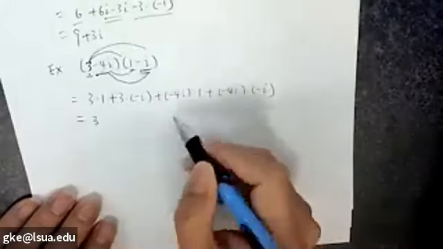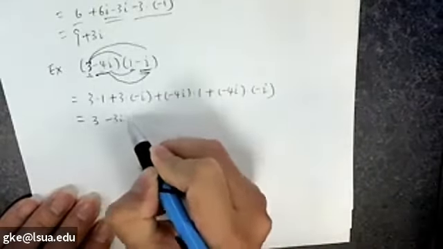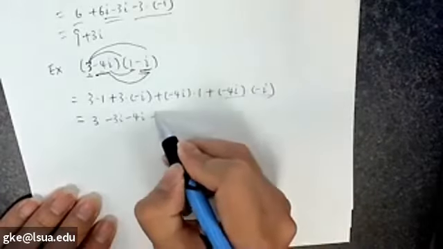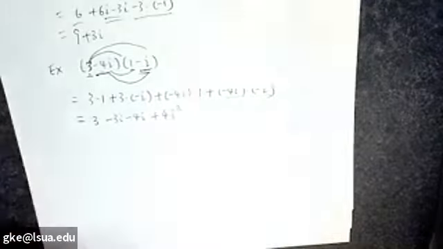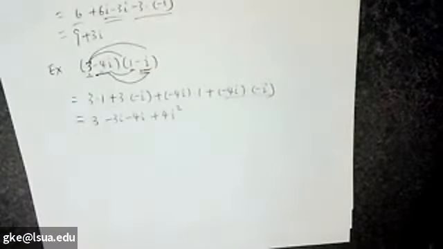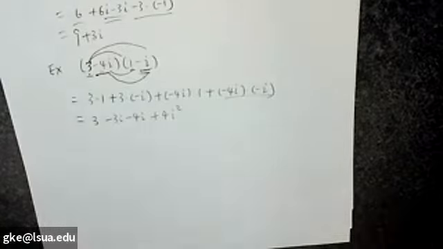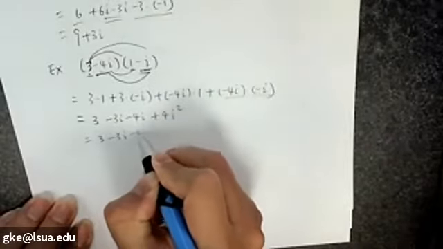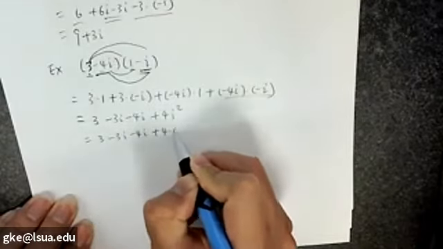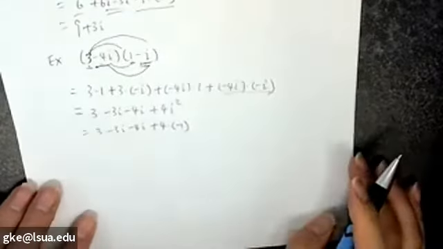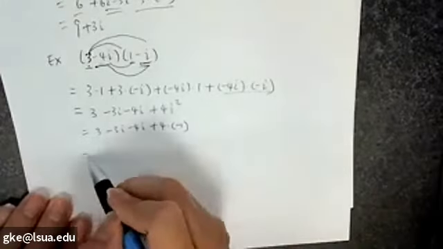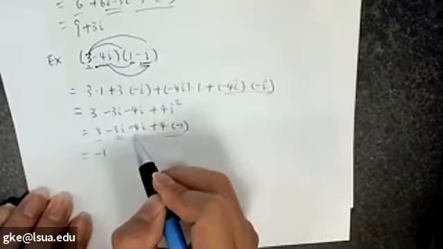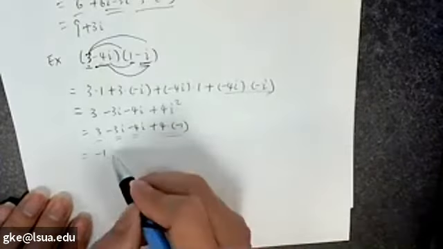So this guy is 3, negative 3i, negative 4i. Here's negative, negative, positive, 4i squared. Right? Then 3, negative 3i, negative 4i, 4 times negative 1. Okay. And then 3 minus 4 times negative 1, negative 3i, negative 4i, negative 7i.